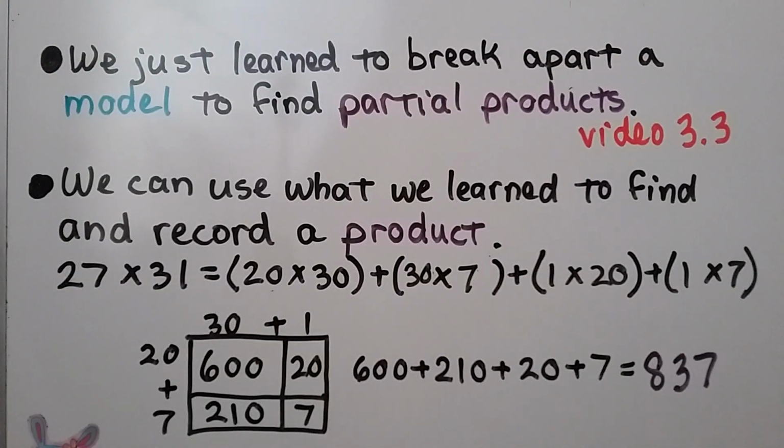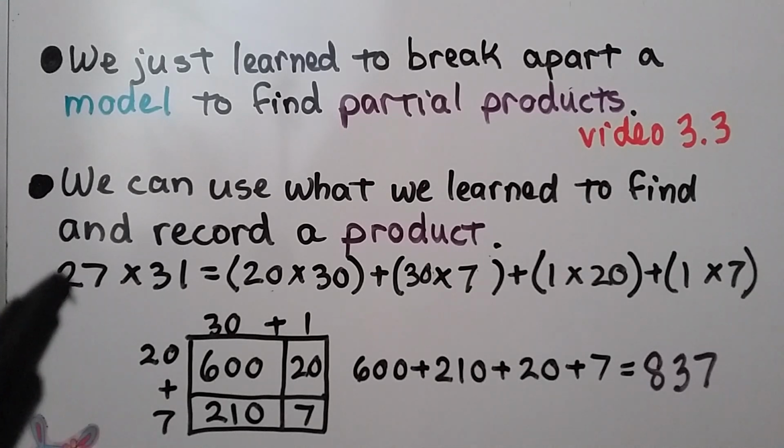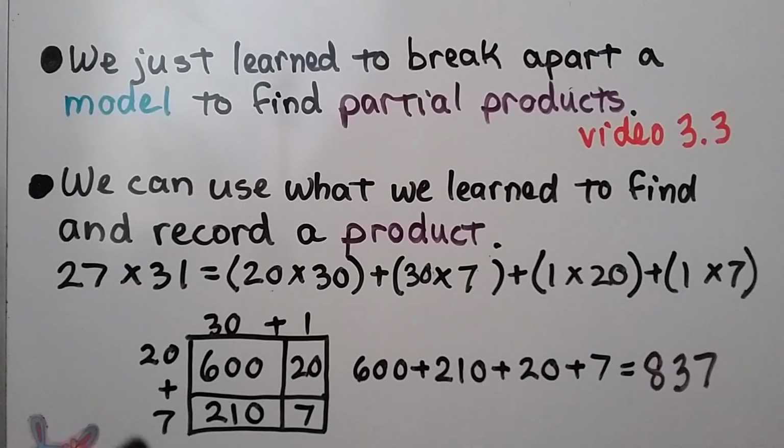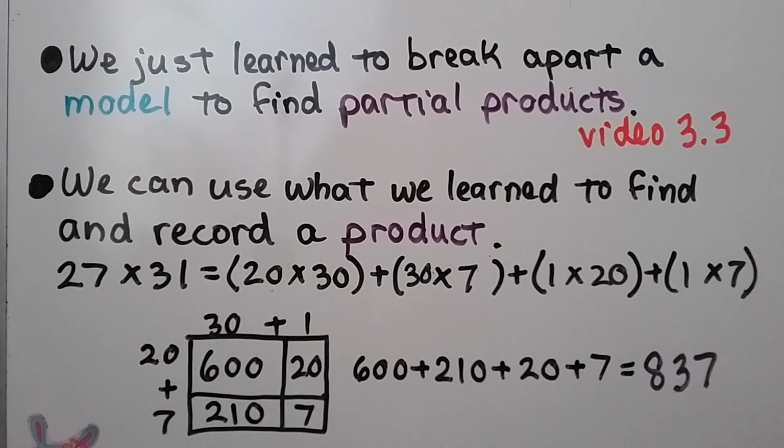We just learned to break apart a model to find partial products. We did that in video 3.3. And we can use what we learned to find and record a product. We draw a model, a nice rectangle. We're going to multiply 27 times 31. We break the 27 into a 20 plus a 7. We break the 31 into a 30 plus a 1.